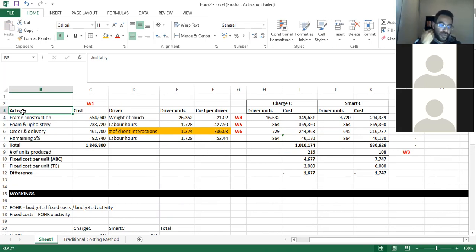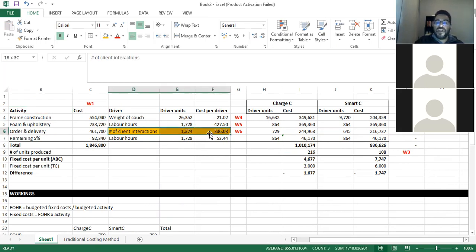I never checked the solution, so we can have a look. I'll check tomorrow or so, and then we can see. If there is a difference, I'll let you know. But let me explain again. I used units sold because I'm saying you can't have a client interaction if there's no unit sold. So you only incur that cost if there's a unit sold.